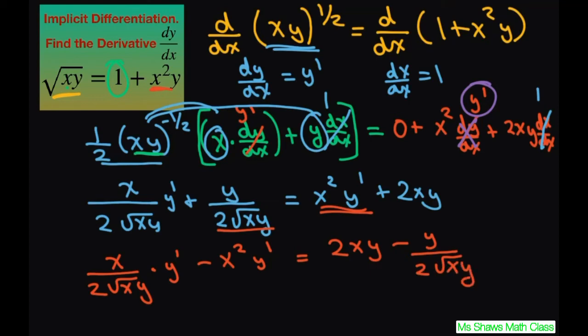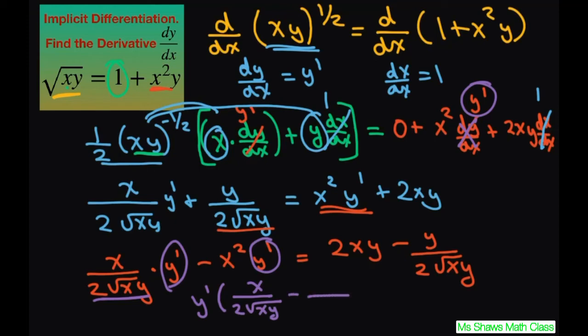Now, what I want to do is go ahead and factor out my y prime. And if I factor out my y prime, I also want my common denominator. So for this side, I'm just going to write this here, it's going to be y prime, factoring it out, and then I have x divided by 2 square root of xy minus, now I need a same denominator, 2 square root of xy. And to get that, you have to multiply this by that as well. So my numerator is going to be 2x squared square root of xy.